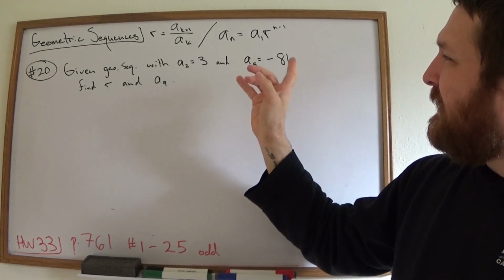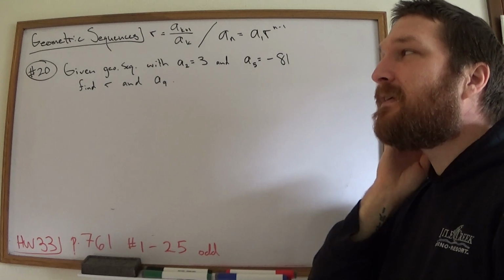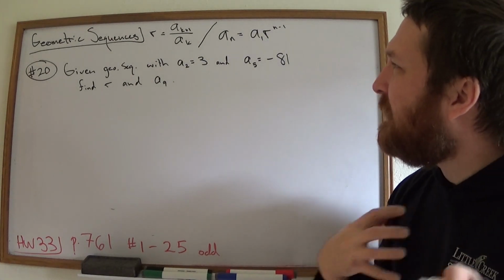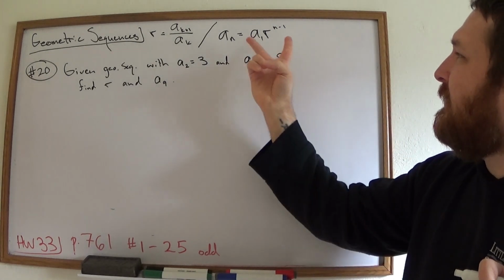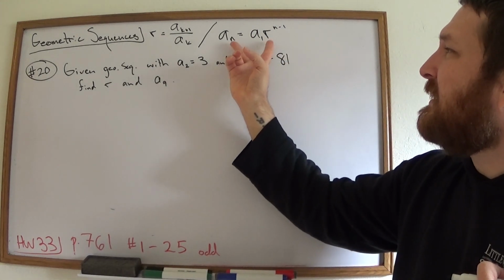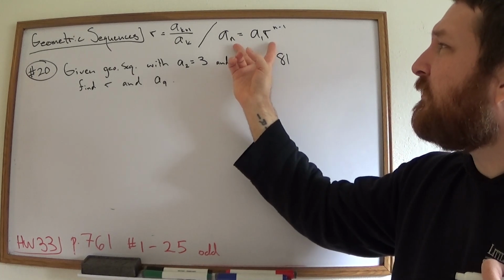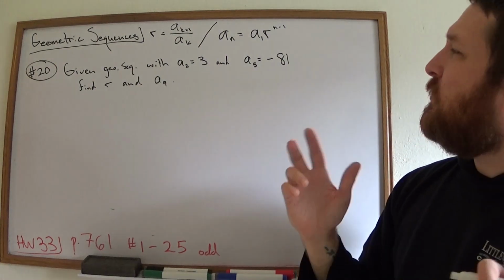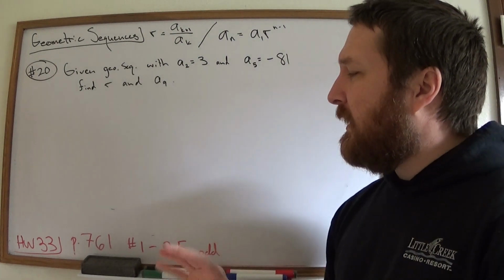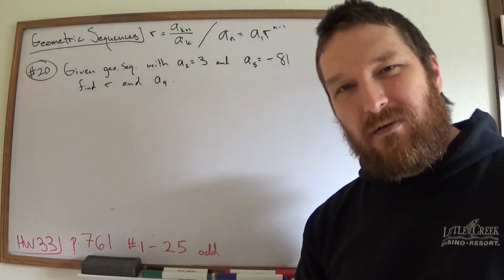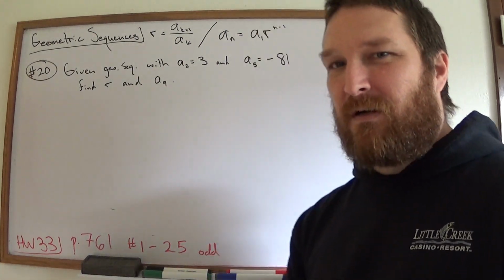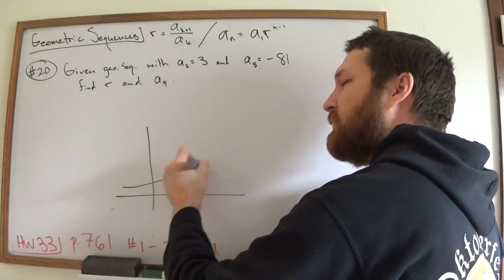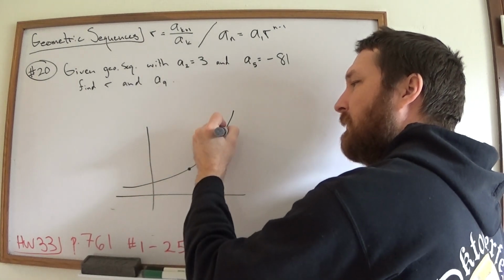So there's a bunch of different ways we could go about doing this. The way I'm going to do it is, if I could get a general formula for the nth term, that's going to make my life easier. Now, what I'm about to do is very similar to what we would do if we had an exponential function and you were given 2 points.